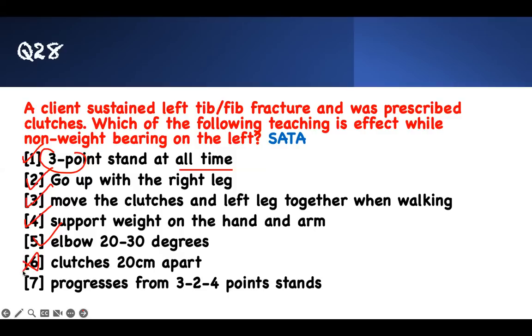It progresses from 3-point to 2-point, then to 4-point, where you have weight bearing as tolerated, basically. So that's the progression. When you are non-weight bearing, you start from 3, then 2, and 4. So this is good. Only one answer is wrong. The rest are your answer choices. They ask you which teaching is effective, so pick those.